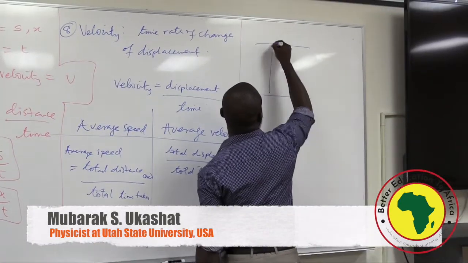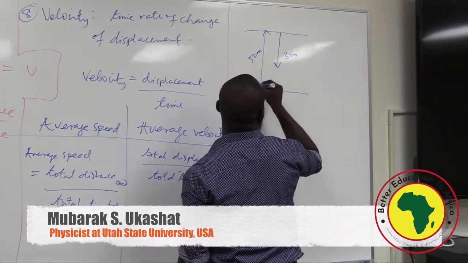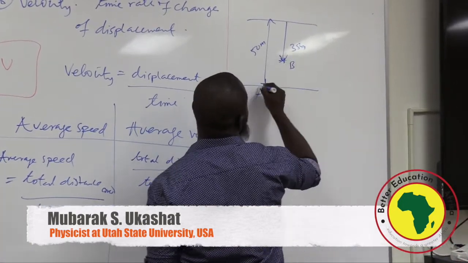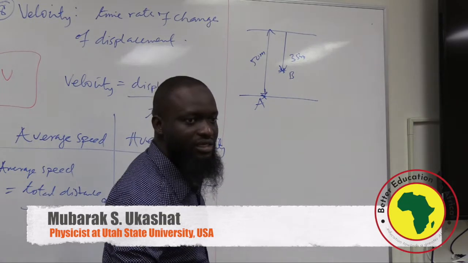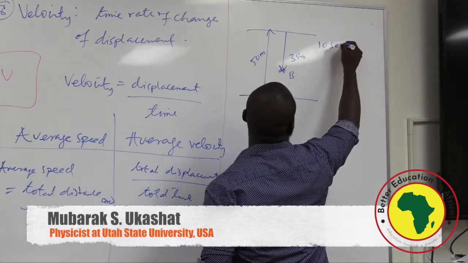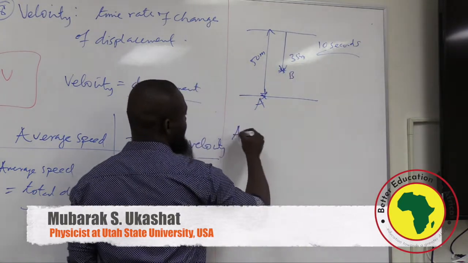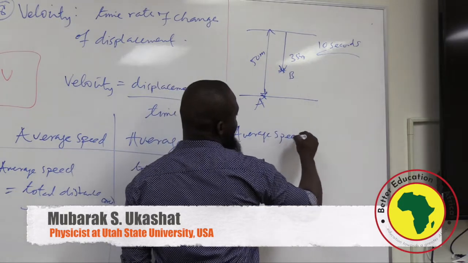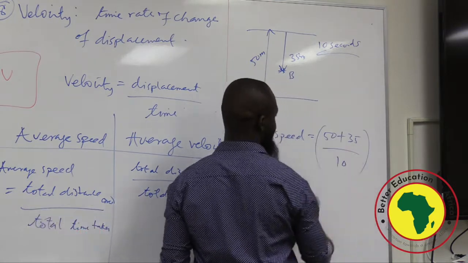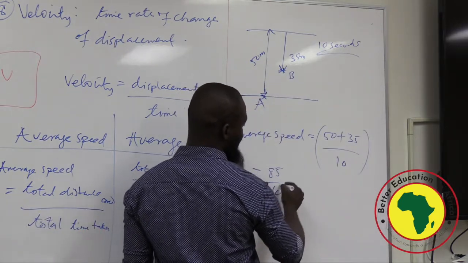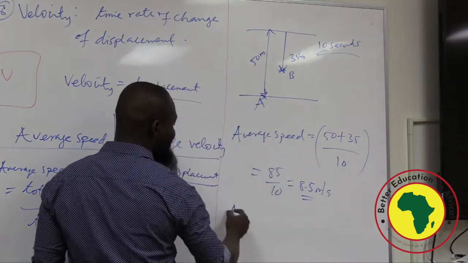See the problem I told you before? This guy swam 50 meters this way and came back 35 meters. He stopped at point B from point A. So let's say the time taken is 10 seconds to go from here to there. So what is his average speed? Average speed is total distance 50 plus 35 over total time, 10 seconds. So that would be 85 over 10, 8.5 meters per second. That's his average speed. What is his average velocity?